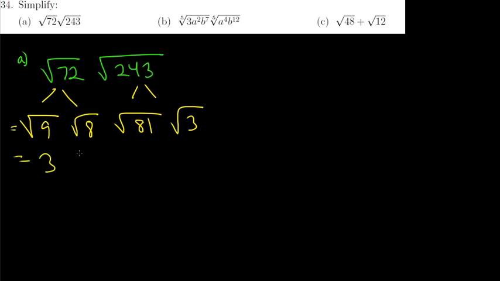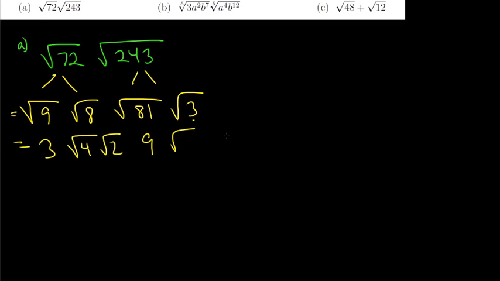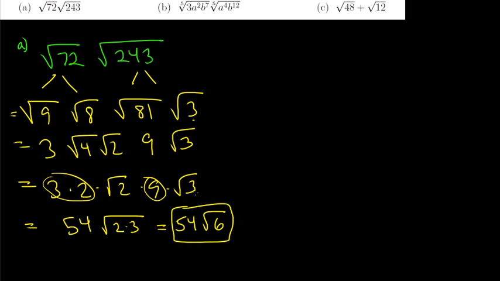The square root of 9 is 3. The square root of 8, oh, we could go further with that, right? 8 is 4 times 2. The square root of 81 we know is 9, times, sorry about that, times 3. Right? And so we have 3 times 2 times the square root of 2, times 9 times the square root of 3. So 3 times 2 is 6. 6 times 9 is 54. And then the square root of 2 times 3, that's just the square root of 6, right? So 54 times the square root of 6.